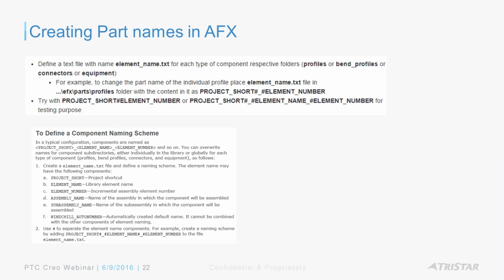Should you be using Windchill auto-numbering scheme? Should you have your own specific naming convention? And that can all be controlled, right? It's using an element name.txt file, in that particular profile directory, and you can control those.